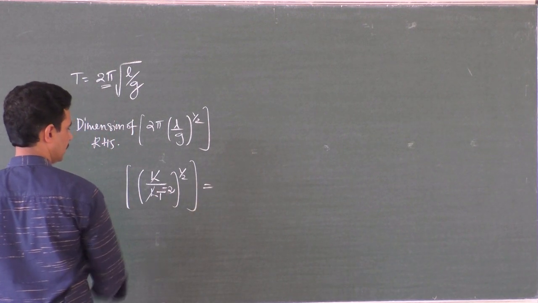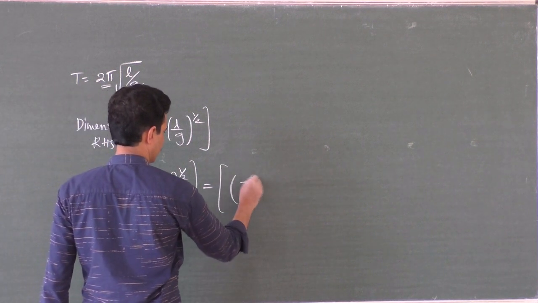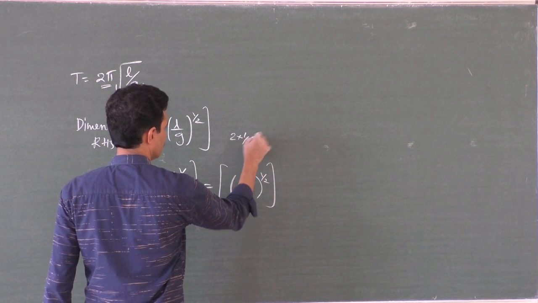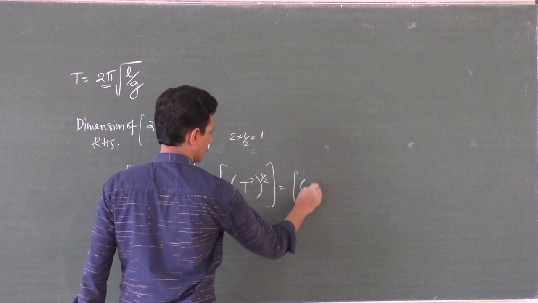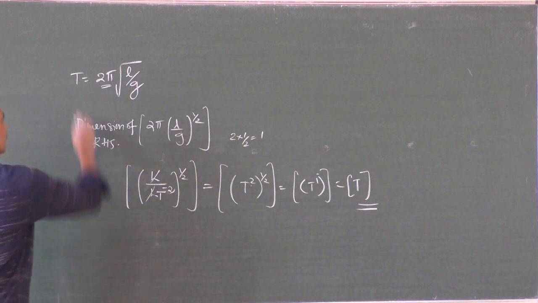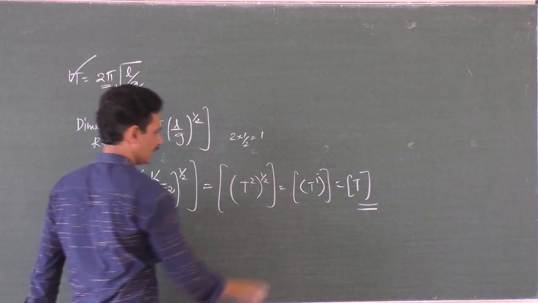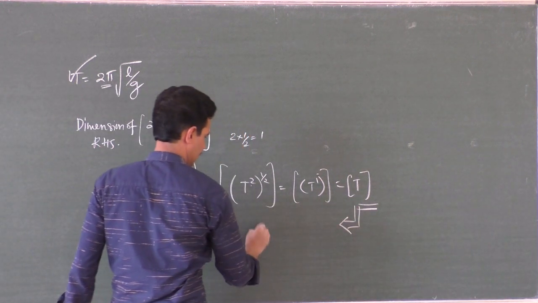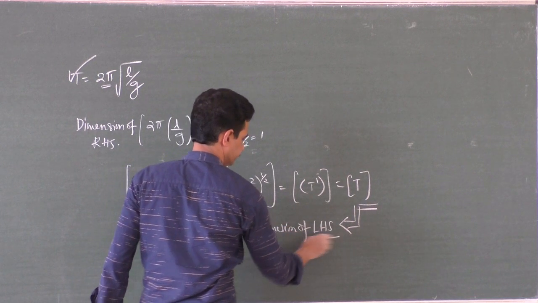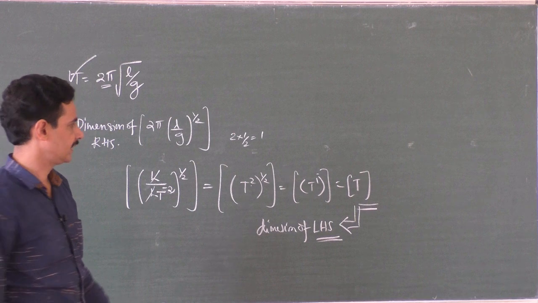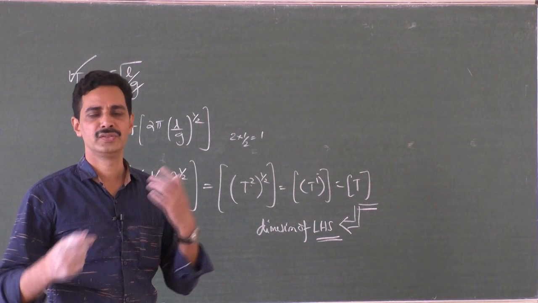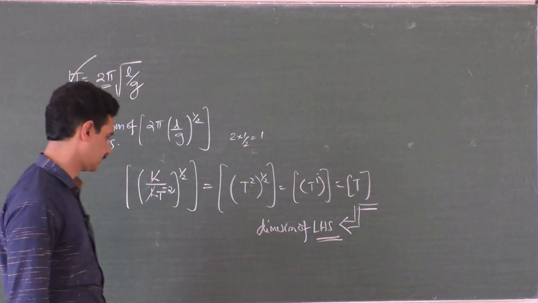Take this t to the power minus 2 up, so what does it become? t to the power plus 2, to the power half. 2 into half, what is 2 into half? 2 into half is 1, that is equal to t to the power 1, that is equal to t, yes, which is equal to the dimension of LHS, left hand side. Dimension of LHS and dimension of RHS are same. There is no difference. So period is equal to 2 pi into square root of L by g. g is acceleration due to gravity.